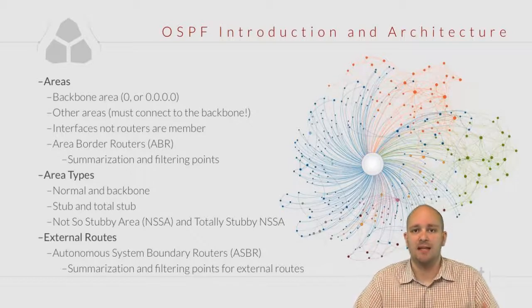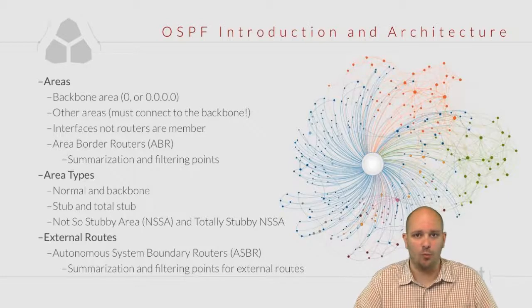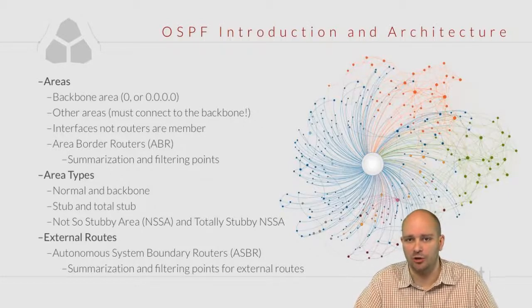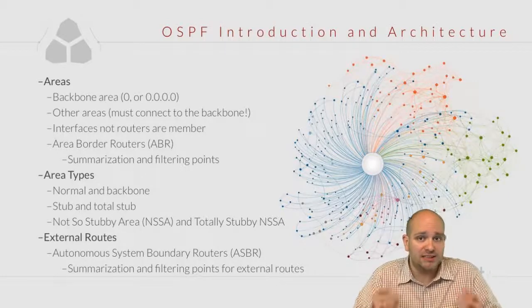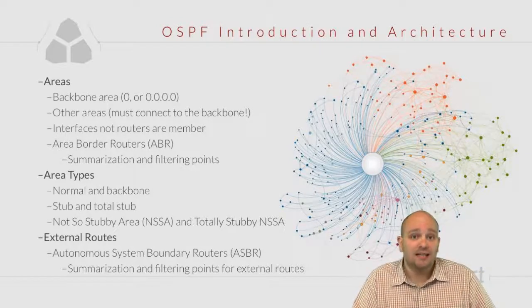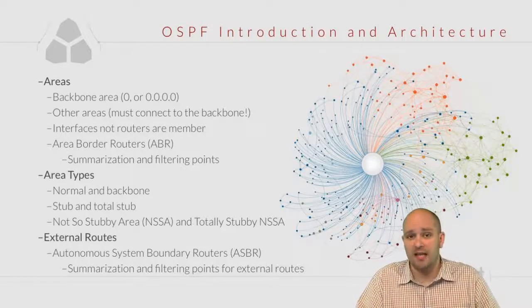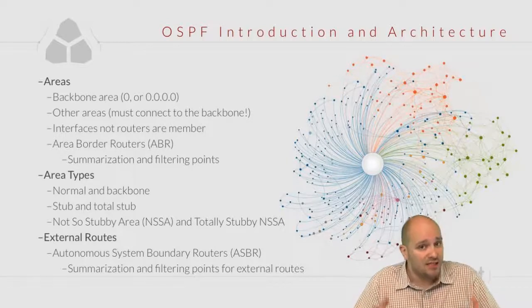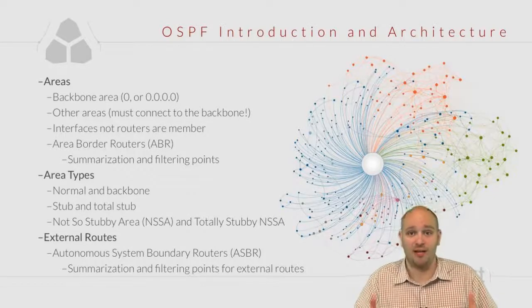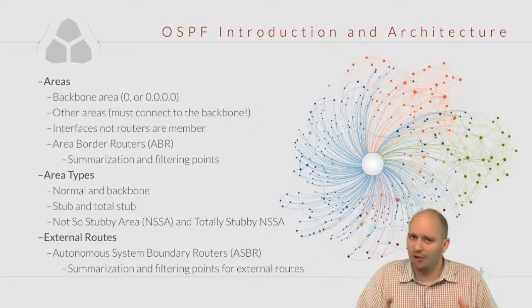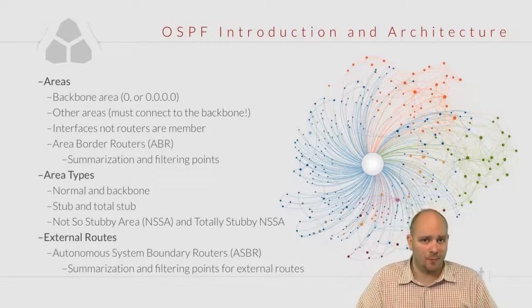Like for example, instead of calling area 1, we can call it area 0.0.0.1 because it is a 32-bit identifier that can be represented in a dotted decimal format, just like an IP address, but remember, it's not an IP address. All areas must connect to the backbone area.